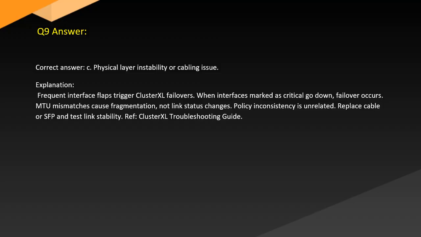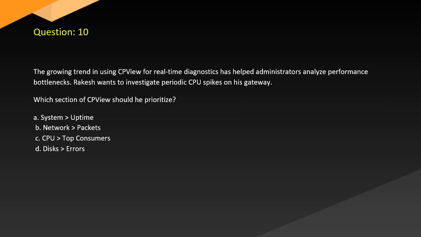Answer. Correct answer: C. Physical layer instability or cabling issue. Explanation. Frequent interface flaps trigger ClusterXL failovers. When interfaces marked as critical go down, failover occurs. MTU mismatches cause fragmentation, not link status changes. Policy inconsistency is unrelated. Replace cable or SFP and test link stability. Ref. ClusterXL troubleshooting guide.